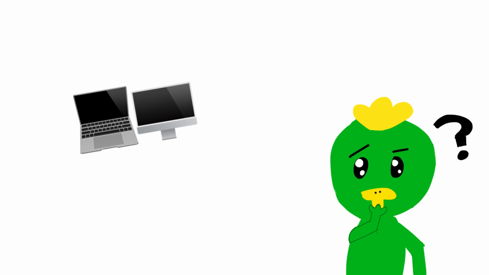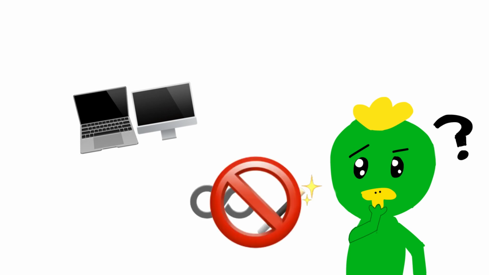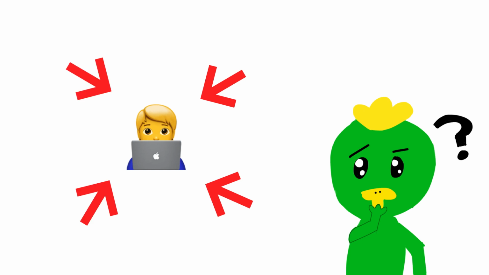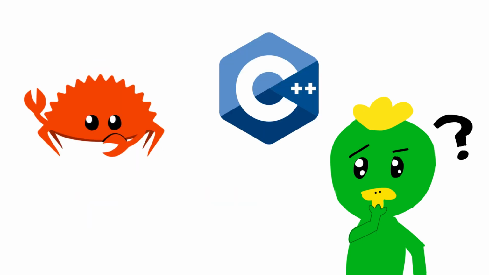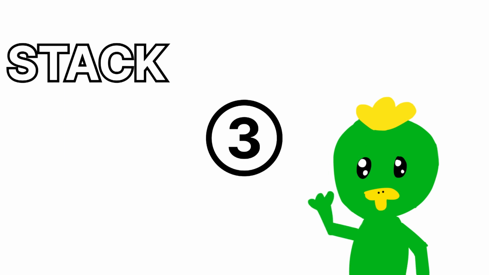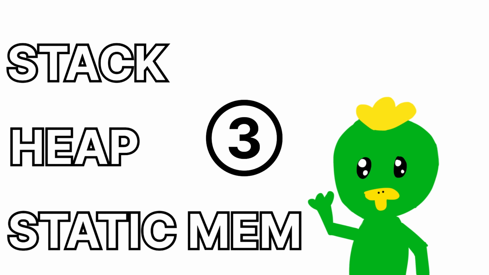The computer doesn't magically have an infinite amount of memory. It is the developer's responsibility to manage it. In Rust and other low-level systems programming languages, they split the memory into three major parts: the stack, the heap, and the static memory.